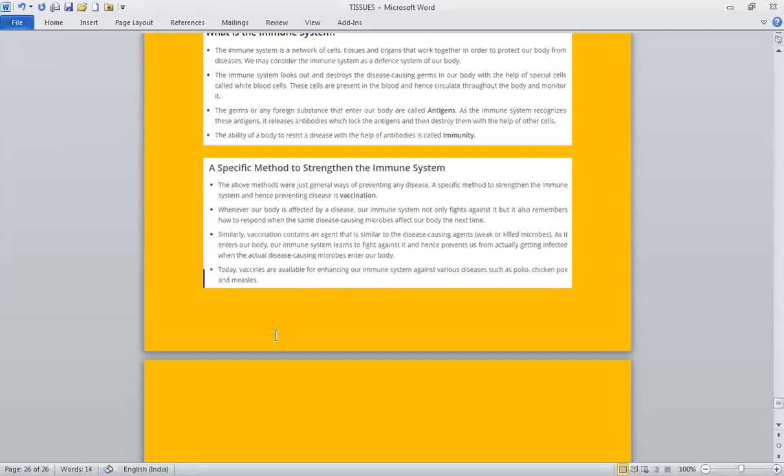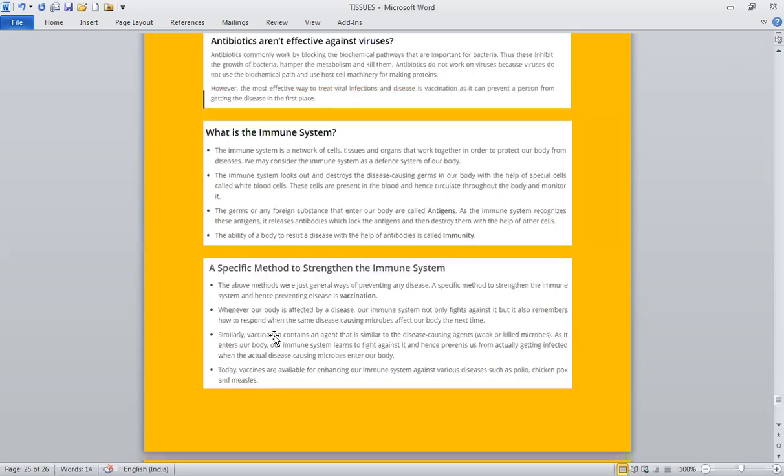Today, vaccines are available for enhancing the immune system against various diseases such as polio, chickenpox and measles. And I hope very soon we will develop a vaccine for the coronavirus, or COVID-19, also. We all hope so, so that the school will reopen and we'll be studying in a more practical way.